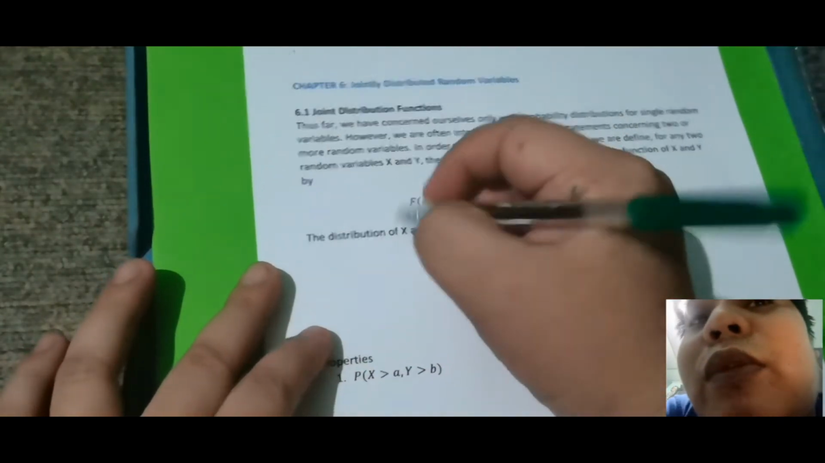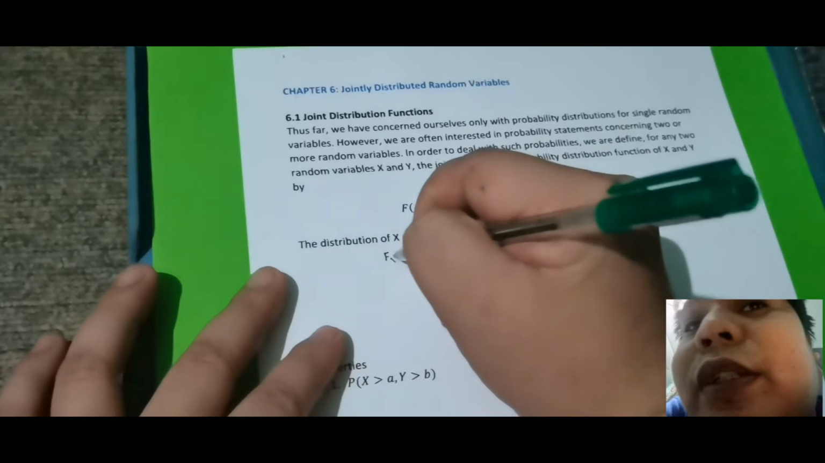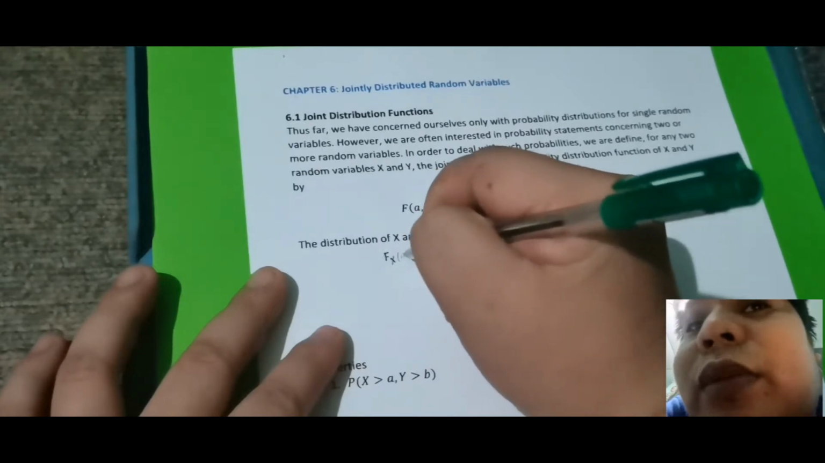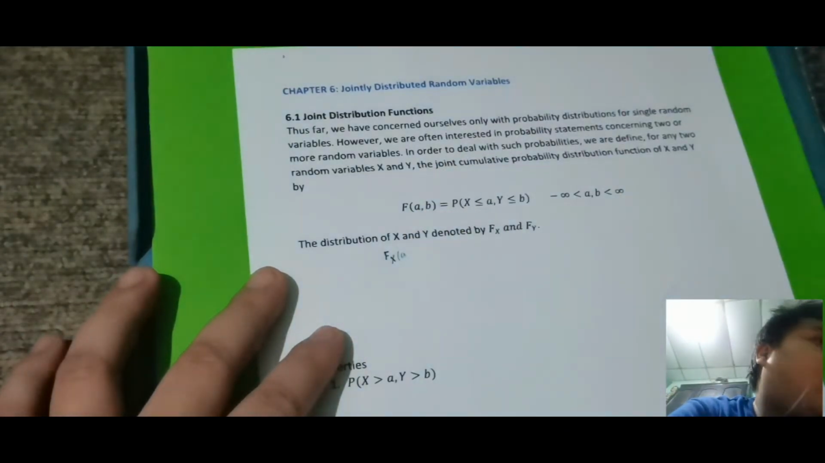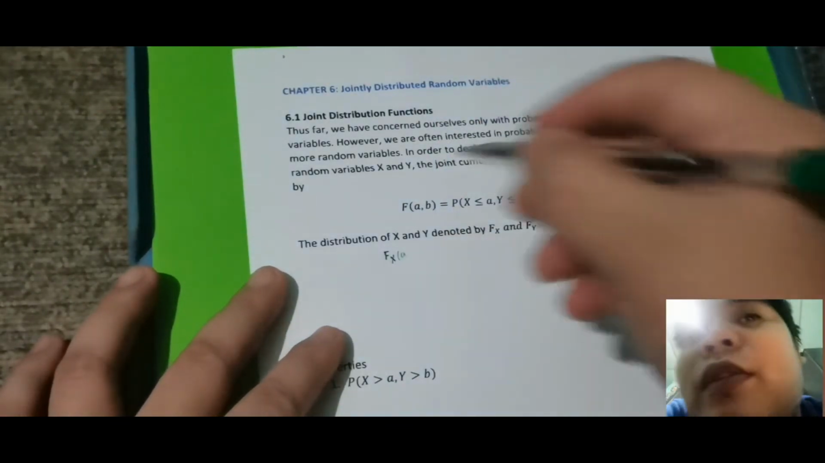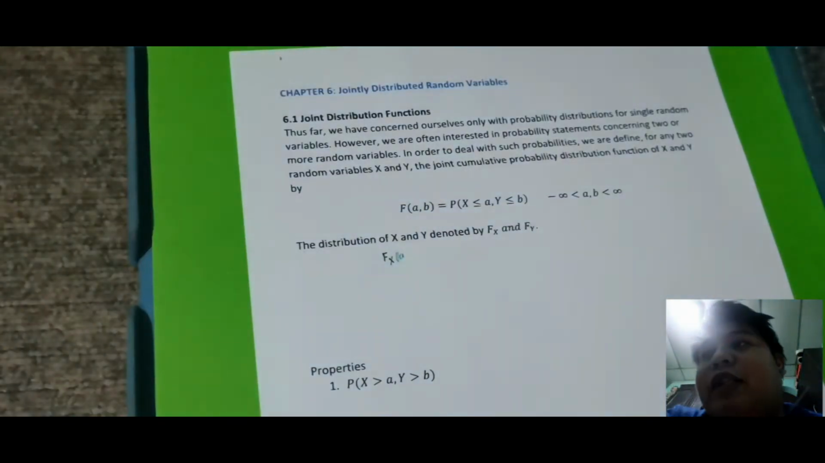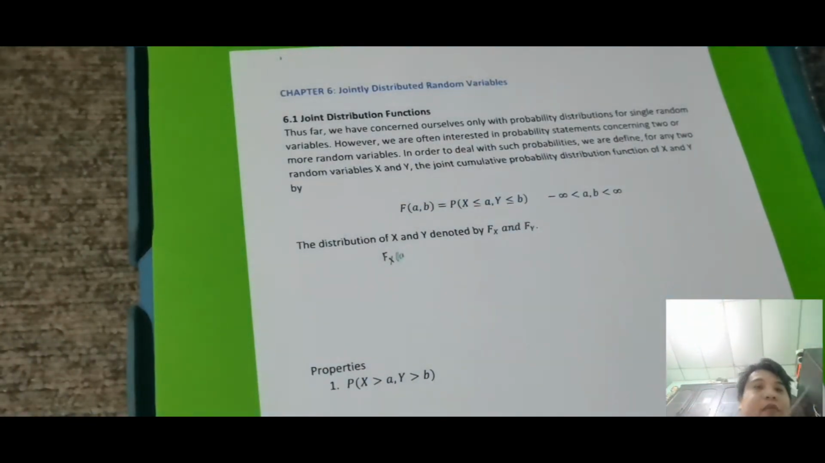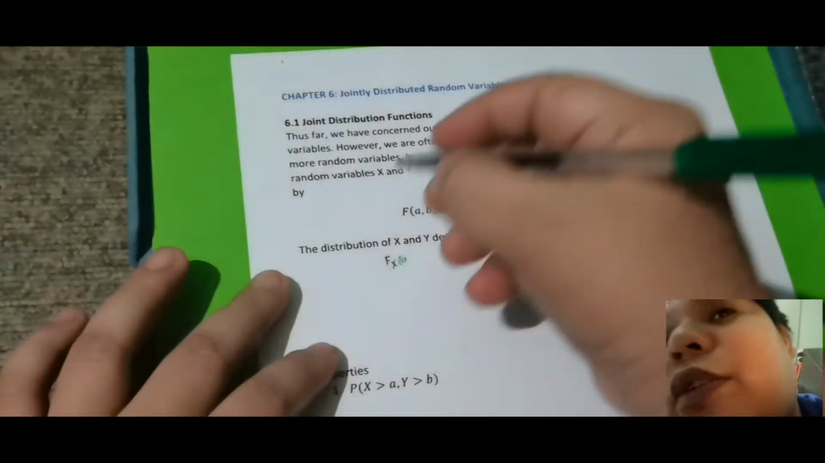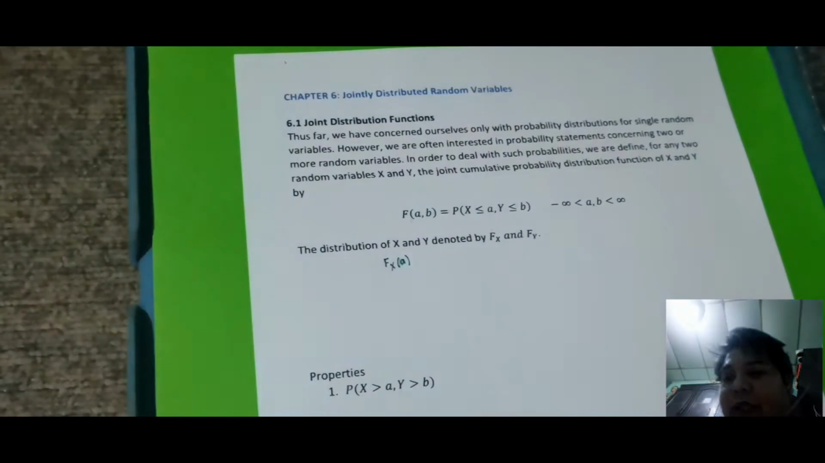First, we need to obtain the distribution of X, F sub X of a. Ayun, ayaw na naman magsulat ng aking ballpen. Hindi ko na naman alam bakit ayaw niya magsulat. Hindi ko na-check yung ballpen na gagamitin ko. So F sub X of a.